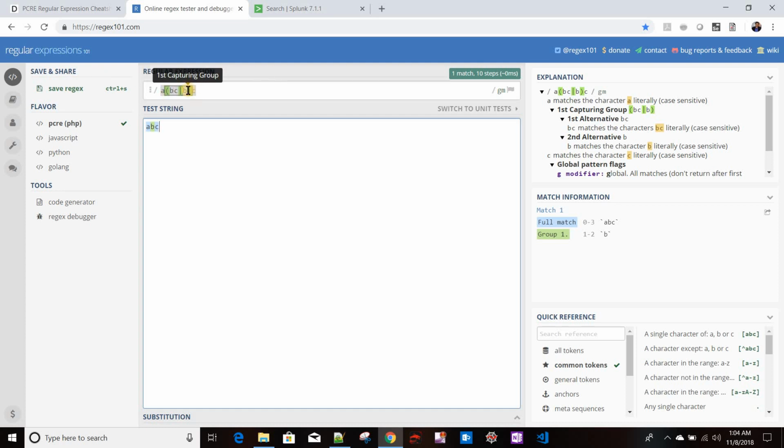Checking the other condition, B. Then B is matching with only B over here. So I got a match of A and B. Then it is coming out and finding the C, and that's why ABC it is able to match.